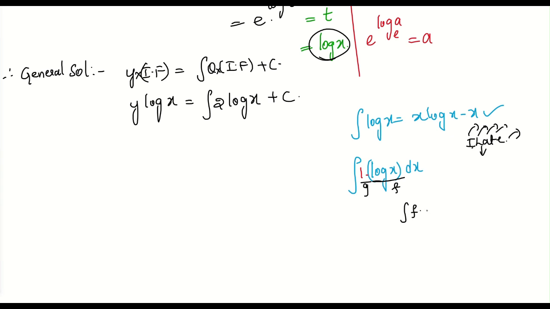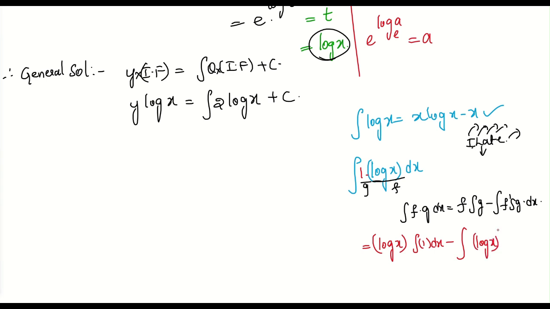So what is the integration of f into g formula? This is called integration by parts, which is nothing but f into integration of g, minus integration of f dash, that means the derivative of f, into integration of g into dx. Agree? I'll be applying the same formula here. This is nothing but, finally, f is my log x into integration of 1 dx, minus integration of the derivative of log x into integration of 1 into dx. Is it clear? So now let us continue.